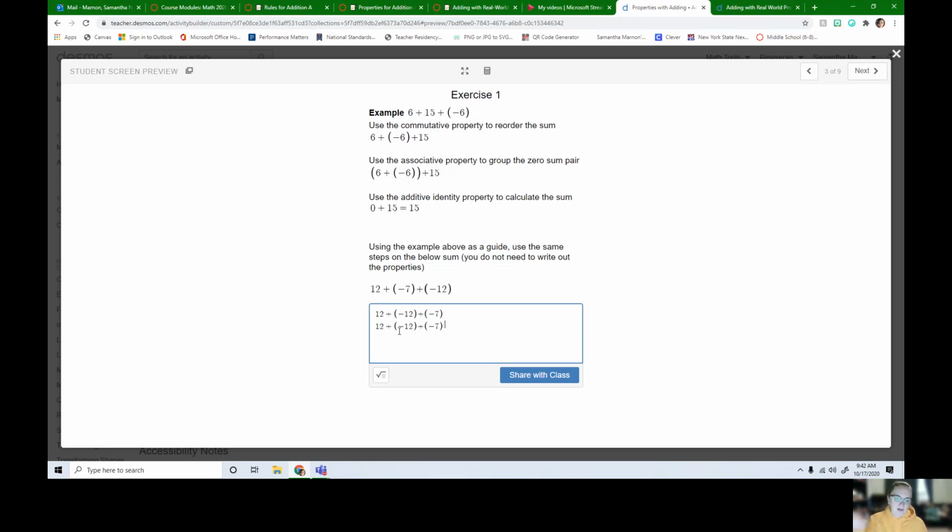As you get to higher and higher level math, when you were in elementary school, you worked from left to right. Now we work from top to bottom. So we show each step below the next one. So first we use commutative property to switch them. Now we're going to use associative property to group these together.